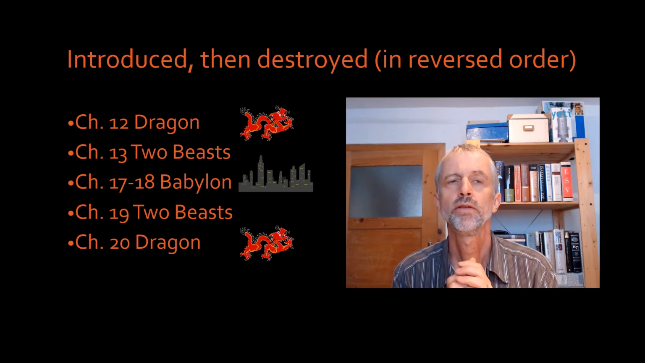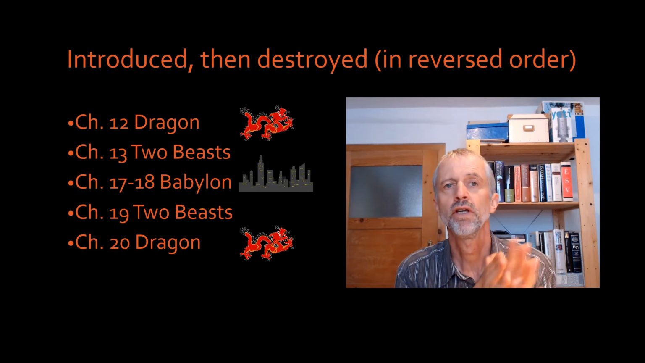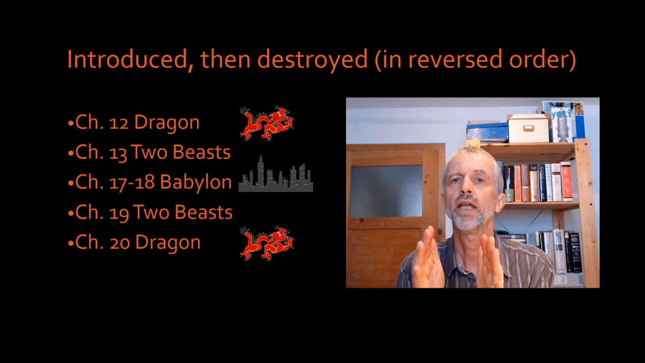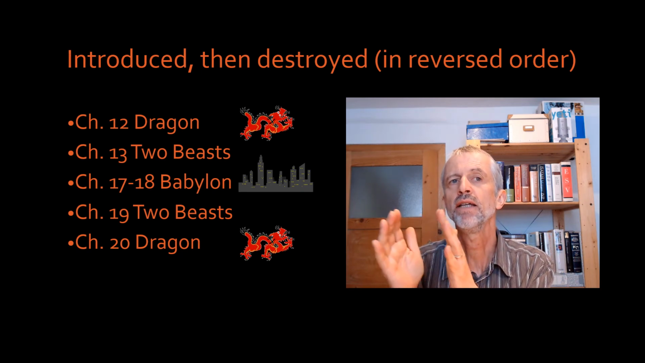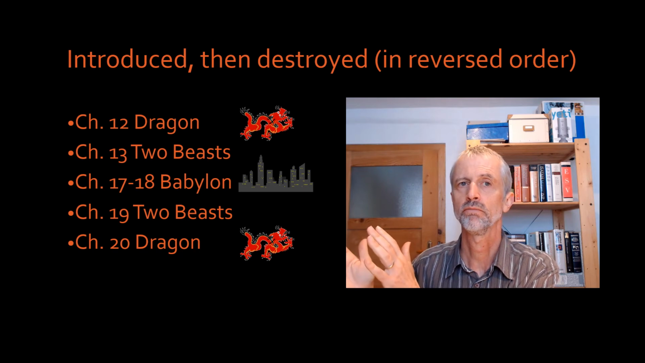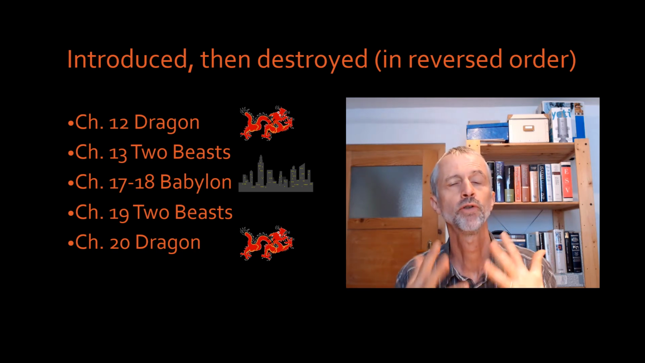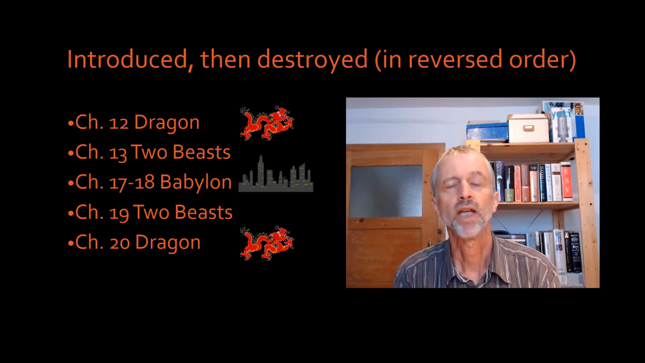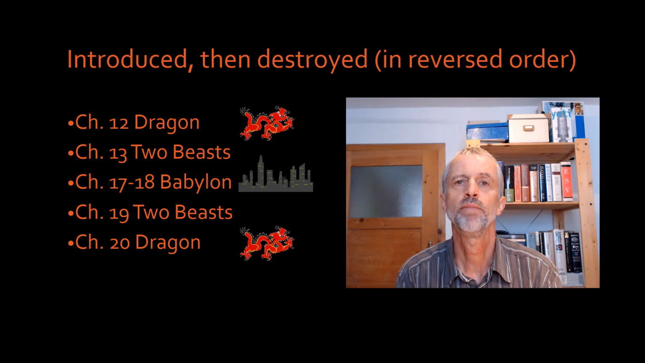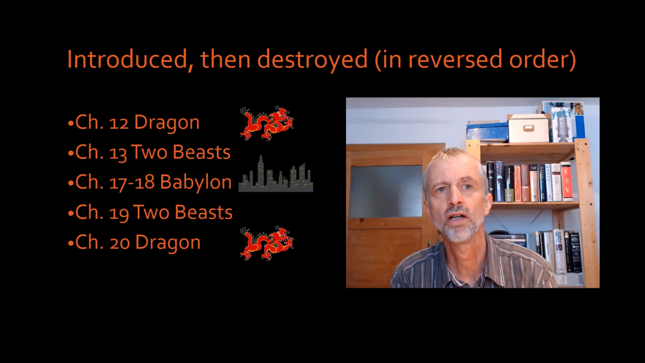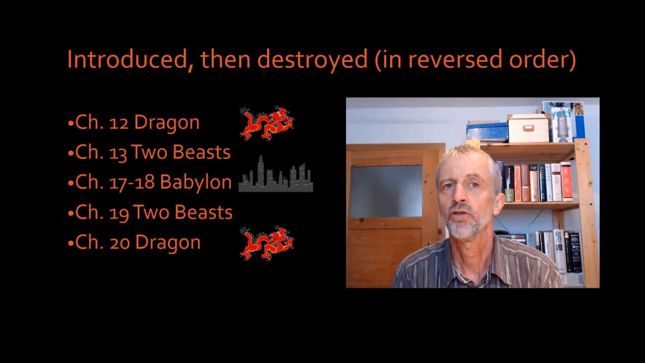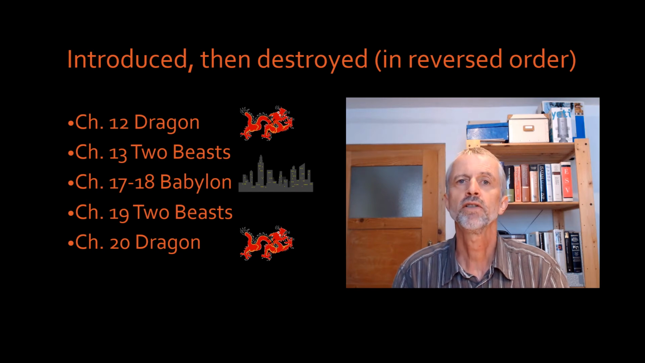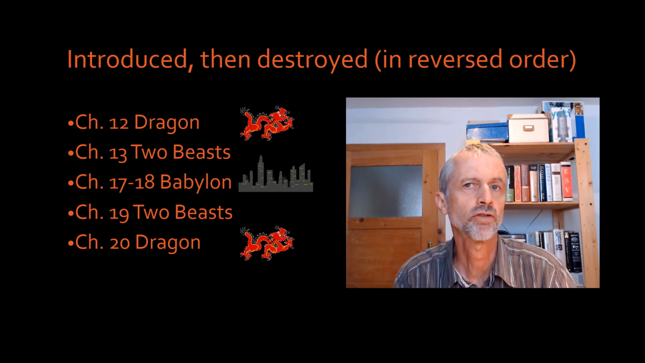In the book, these representatives of evil are introduced to us in a particular order, and then we hear about their demise in the opposite order. Now, in Revelation 12, we are first introduced to the dragon. In Revelation 13, we get to see the two beasts. And it's only in chapter 17 that Babylon the Great, the city, the harlot or prostitute, is introduced to us, and this is immediately followed by Babylon's destruction.